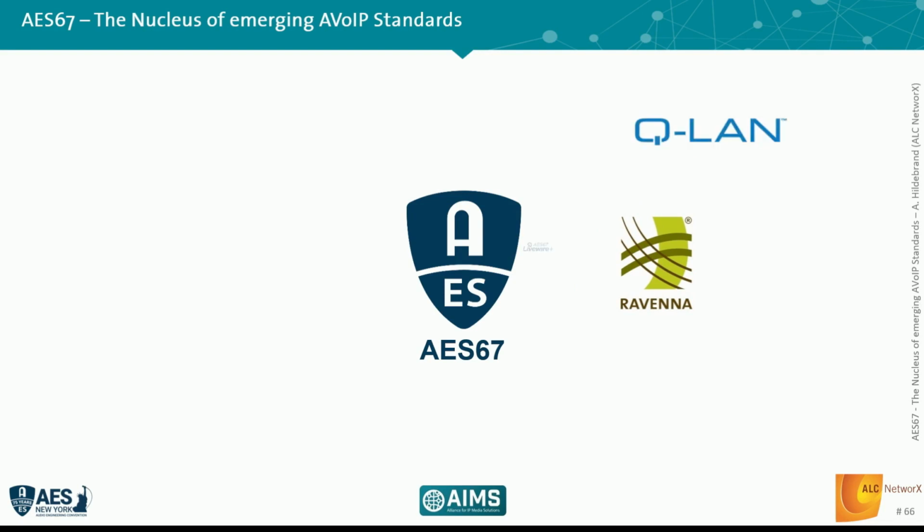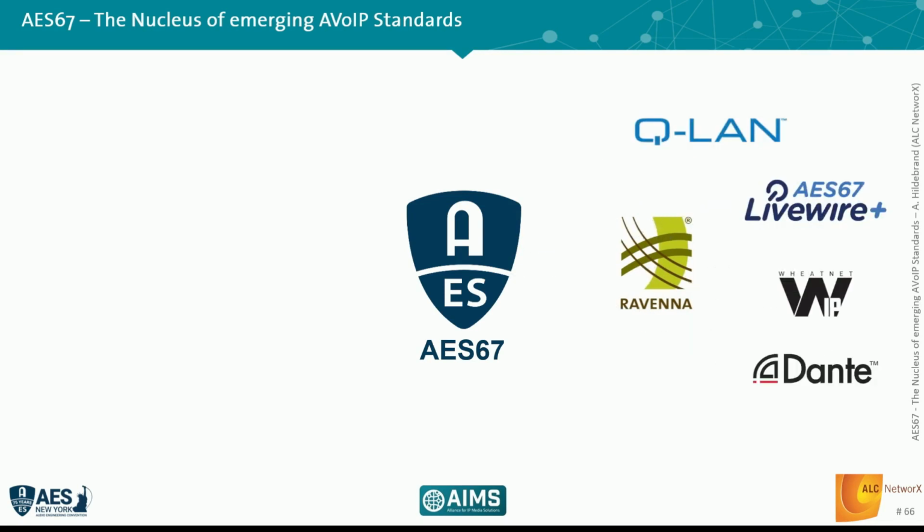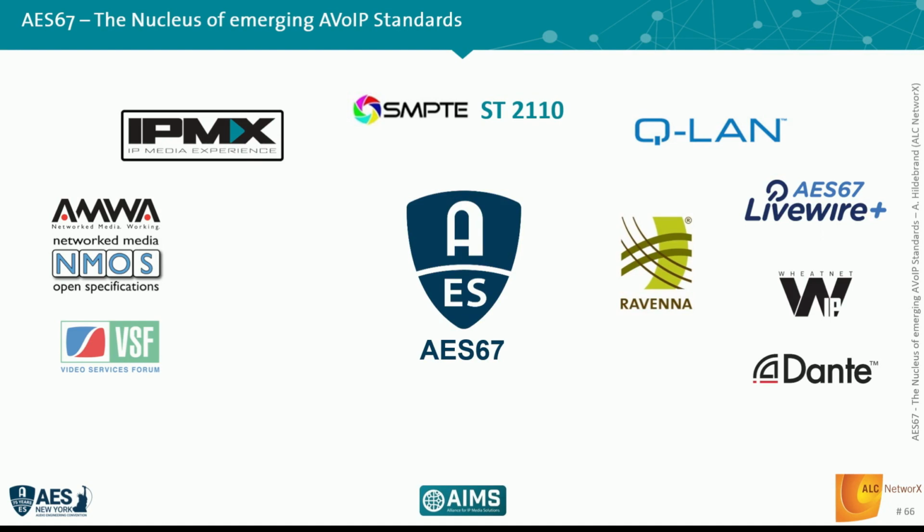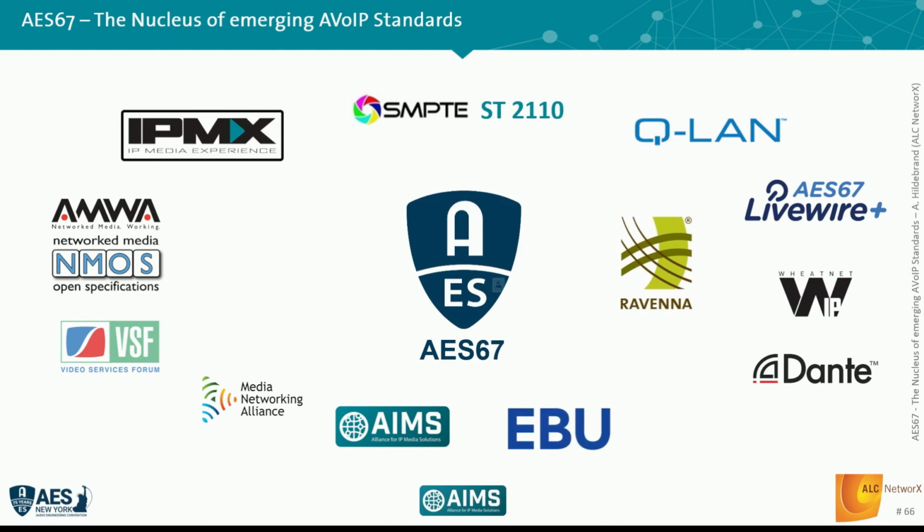And so finally we can conclude AES67 is supported by Ravenna, QLAN, Livewire, WheatNet, Dante. They all have adopted AES67. It's the nucleus for ST 2110 as well as for IPMX. Alliances or other organizations have taken it up and built further specifications, like AMWA with the NMOS specifications, VSF with the technical recommendations. Industry alliances have taken up AES67 as their ingredient, like the Media Networking Alliance, AIMS. And there are even further organizations like the EBU, the European Broadcasting Union, as well as the Joint Task Force on Networked Media, who all build their recommendations and technical papers basically on AES67.